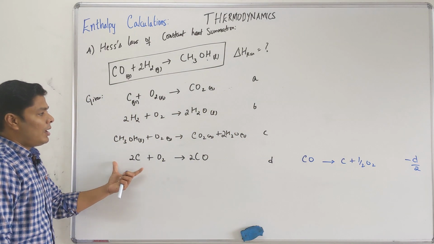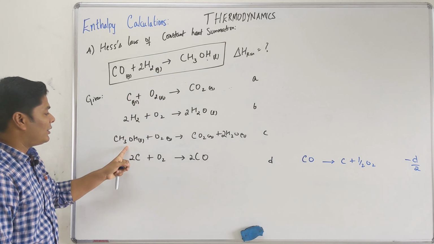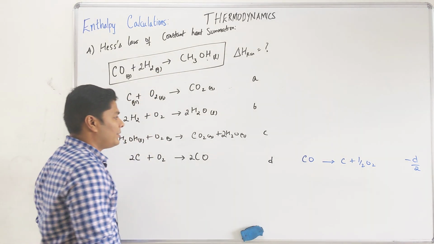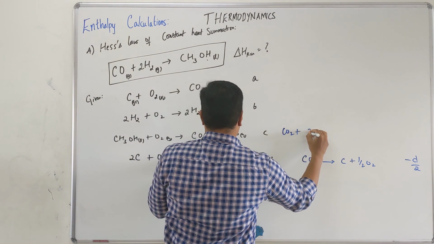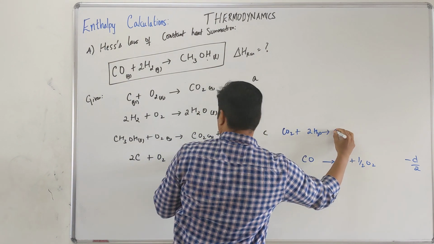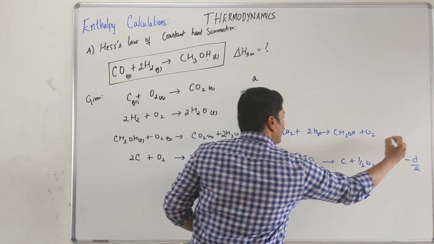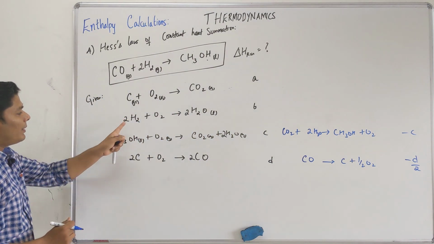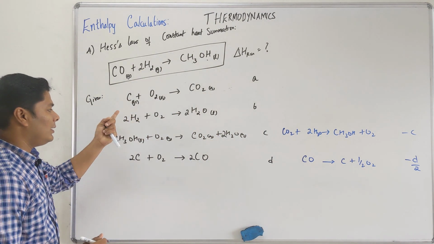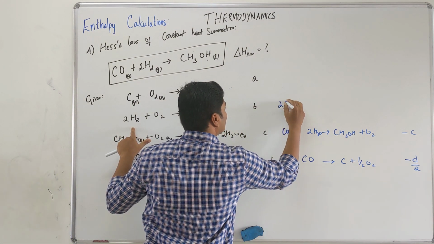Okay. Now when I take this equation, I have my methanol on the right side, and I want it on the left side. So I want to flip the equation. I am just going to flip this one. I have just flipped, so this is minus C. Alright. Okay, my H2 is on the left side and the coefficient is also okay, 2H2, 2H2. So I am going to leave it as it is.